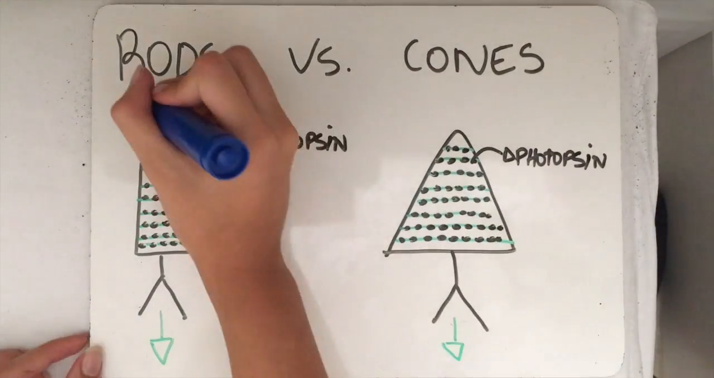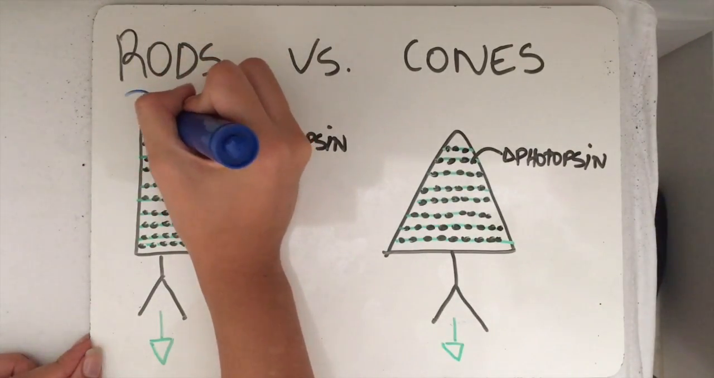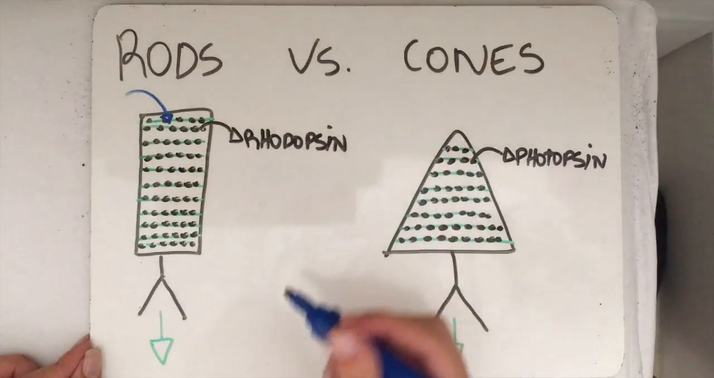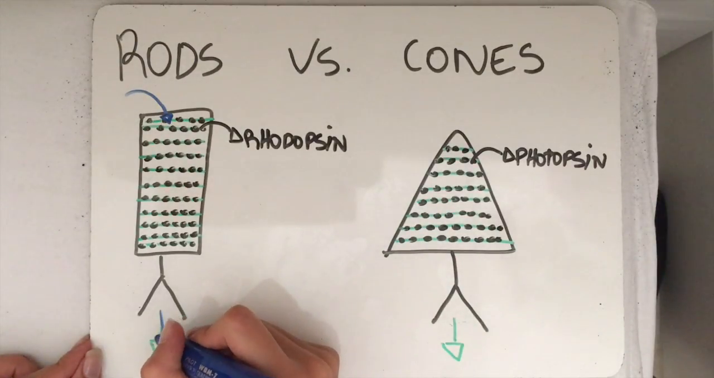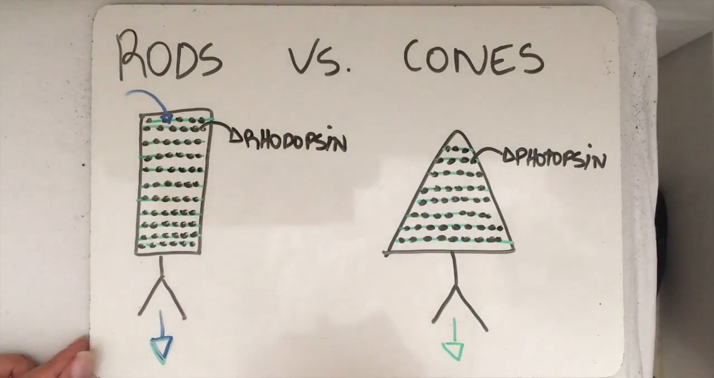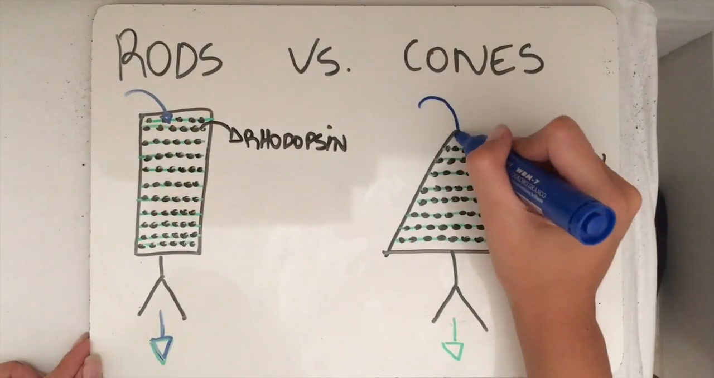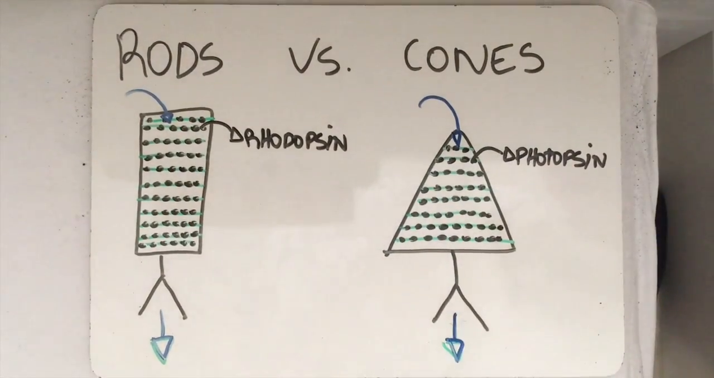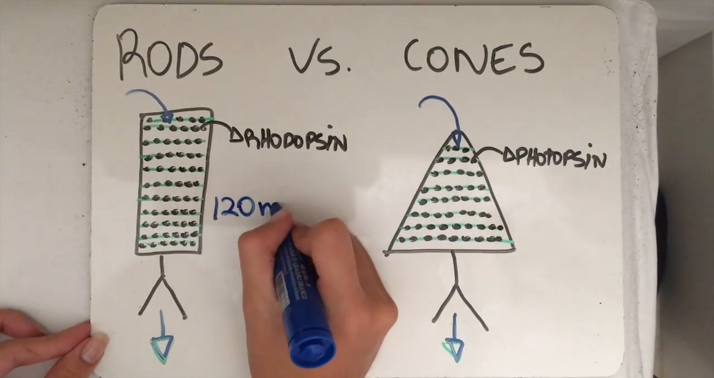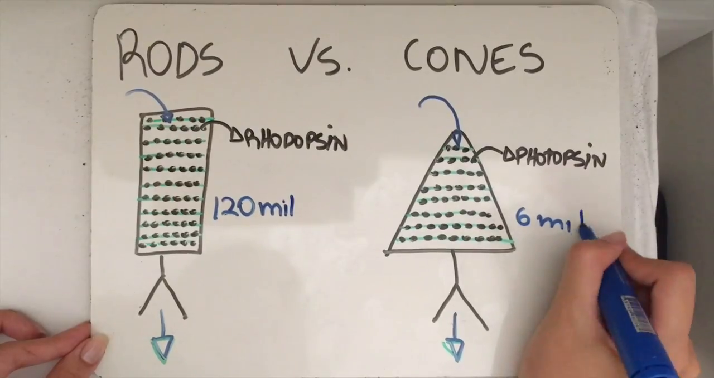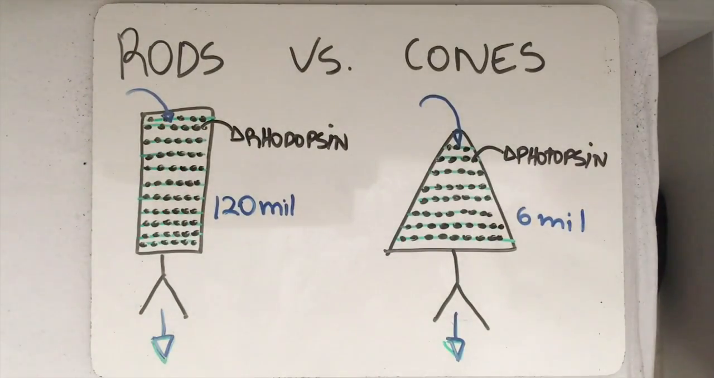When a ray of light enters the eye and hits a rod, and happens to hit a rhodopsin, it will turn on the phototransduction cascade that will cause the rod to release an action potential into the brain. In cones, this process is exactly the same, but it involves photopsin. In addition, in an average retina, there are 120 million rods and 6 million cones.